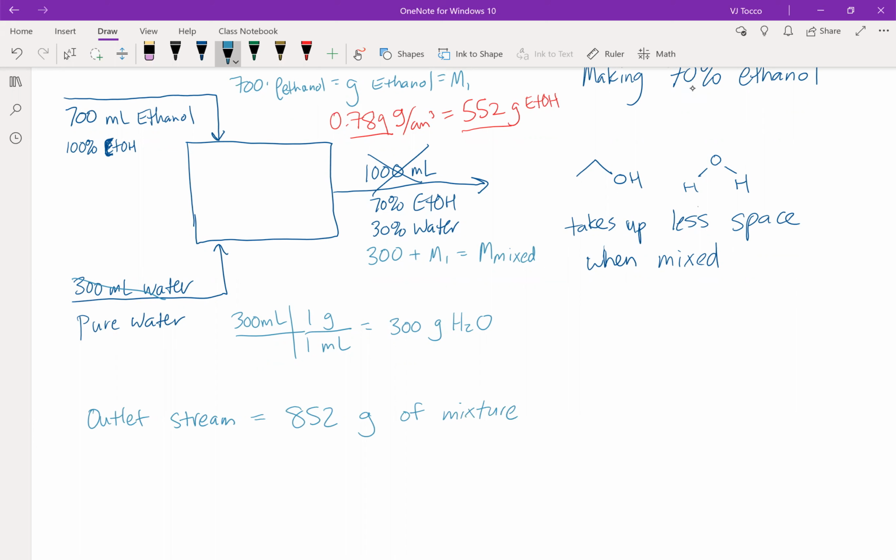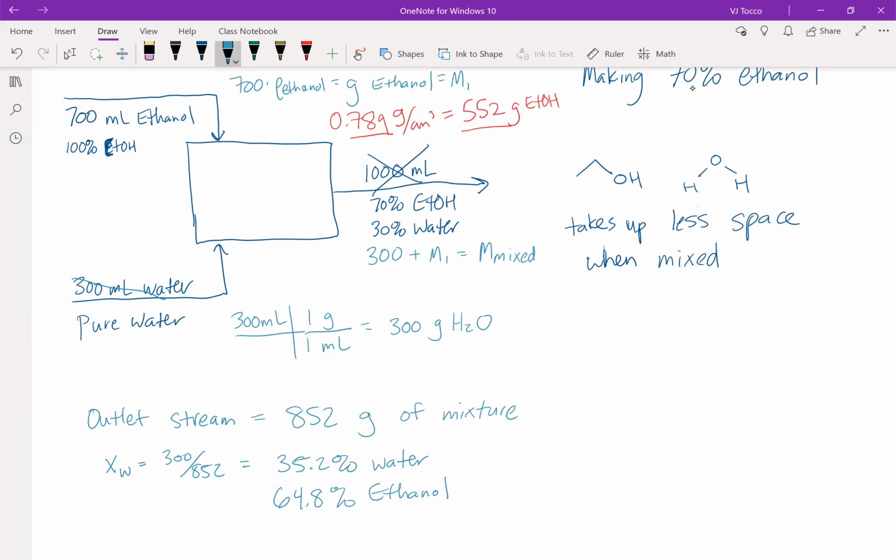Now, what percentage of that is water and what percentage of that is ethanol? If I want to calculate what my mass fraction of water is, that is my mass of water, 300 divided by 852, which is 35.2% by mass water, which means that the balance, 64.8%, is ethanol.